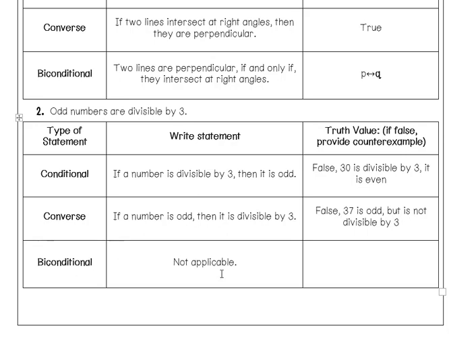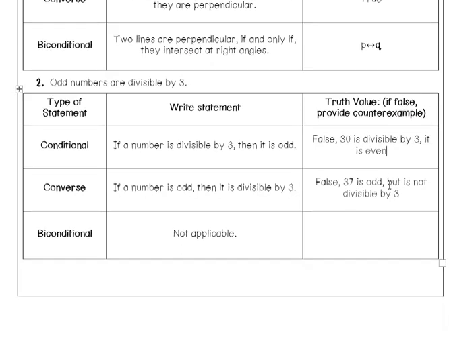So the biconditional is not something that we can write here because we didn't have a true conditional statement or a true converse. So even though this may be true sometimes, overall it's a false statement because we have counterexamples right here that are telling us, no, that's not always true, and here's why. This is when it happens. It's not true.